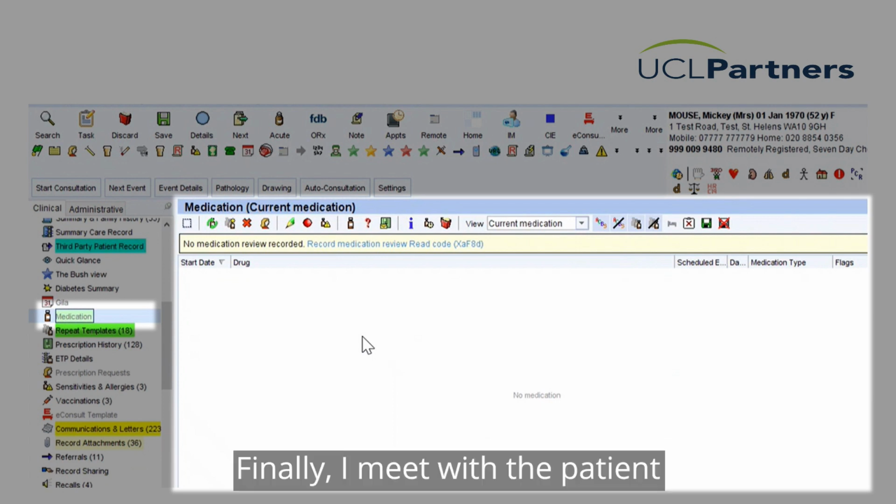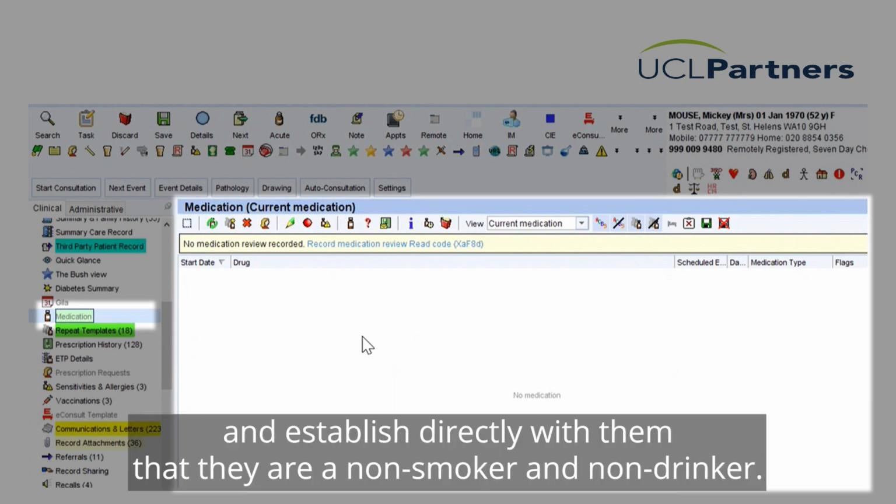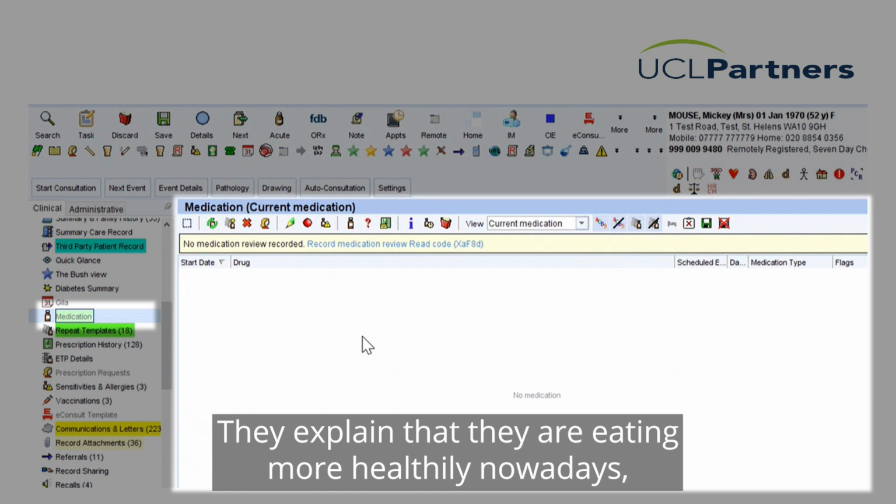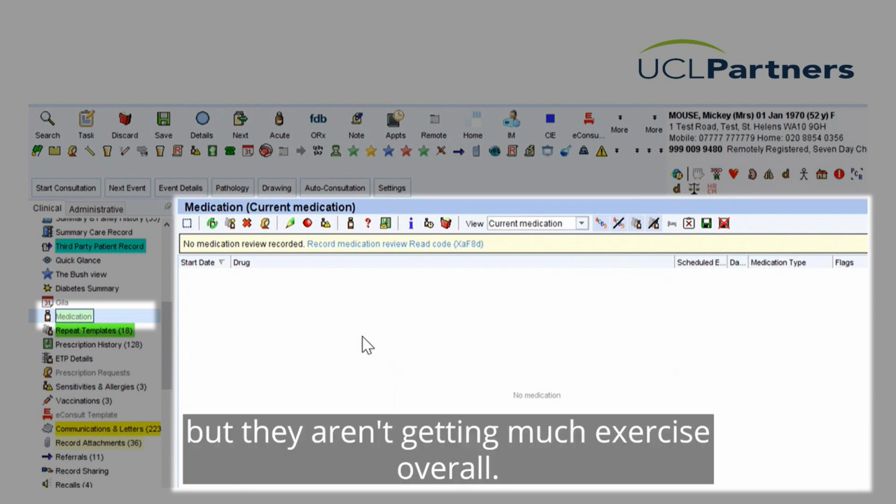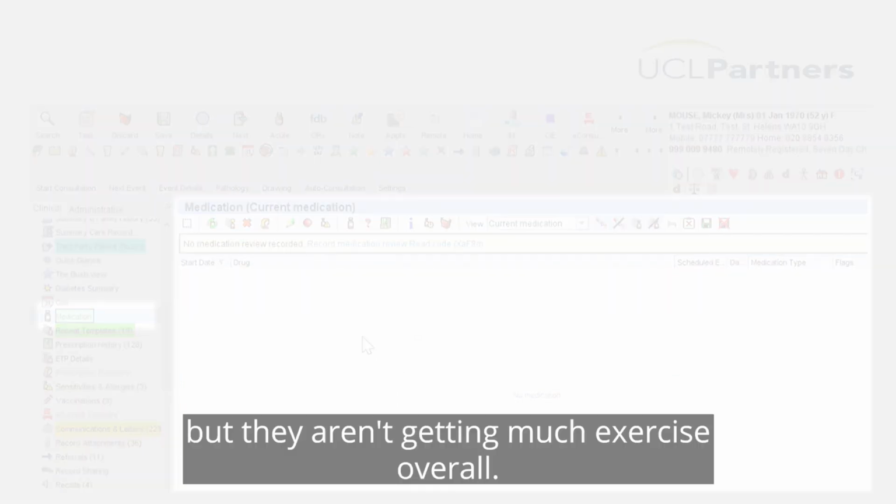Finally, I meet with the patient and establish directly with them that they are a non-smoker and non-drinker. They explain that they are eating more healthily nowadays, but they aren't getting much exercise overall.